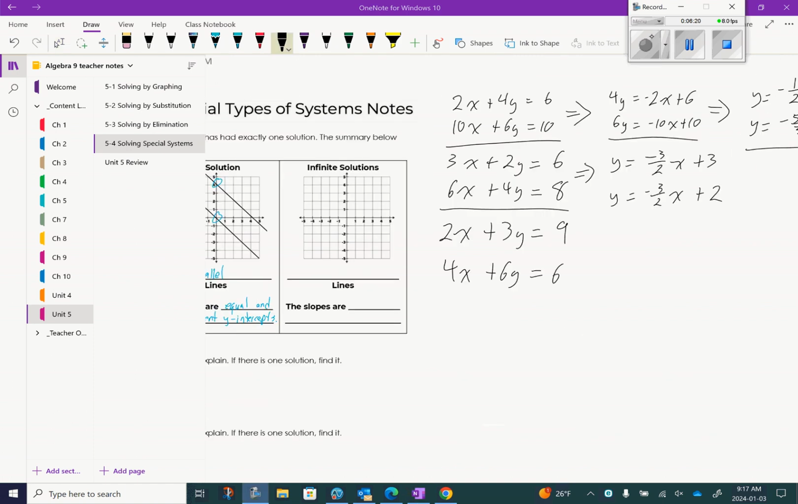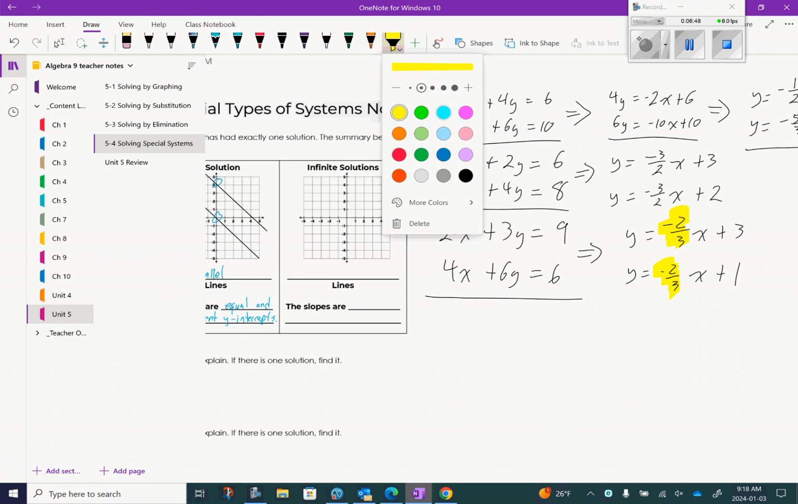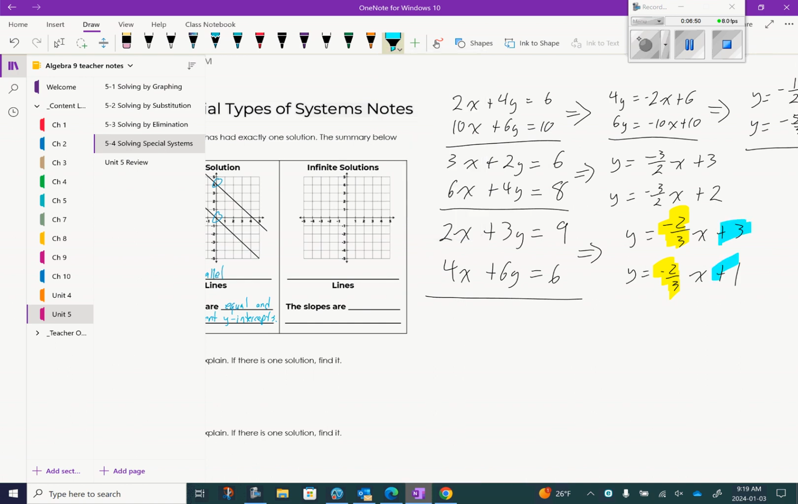Let's look at this pair of equations, 2x plus 3y equals 9 and 4x plus 6y equals 6. Notice anything interesting about those numbers so far? If I put both of those into slope-intercept form, you'll notice again, we get the exact same slope, but we get different y-intercepts. Okay, so these lines turn out to be parallel to one another.